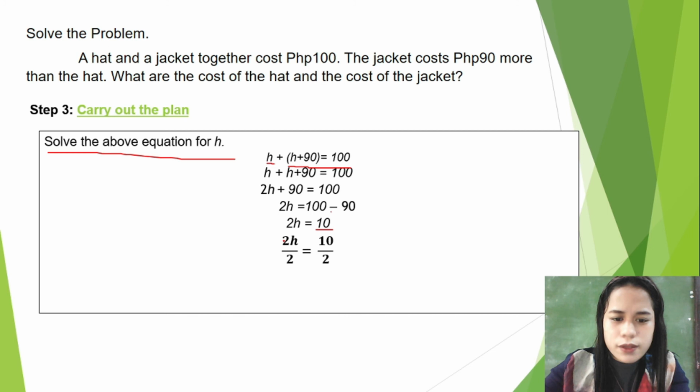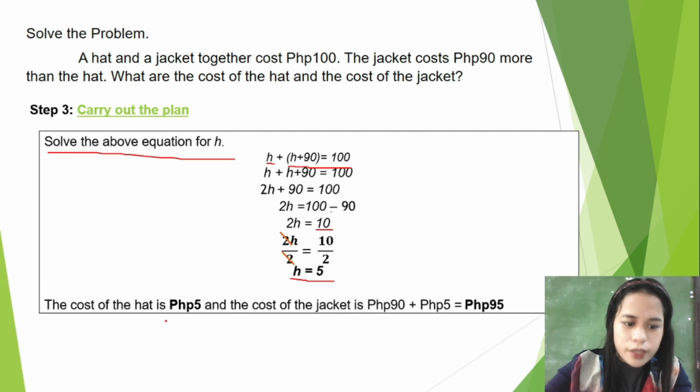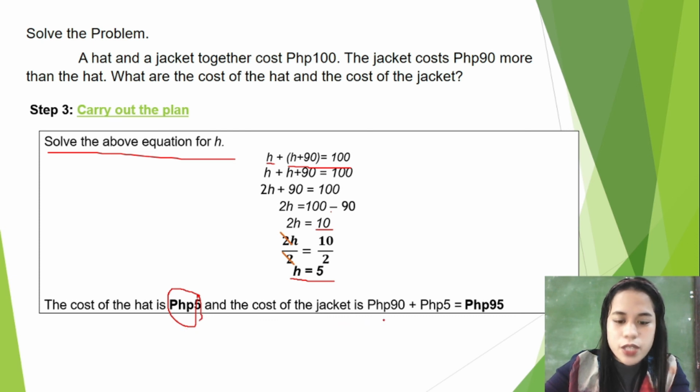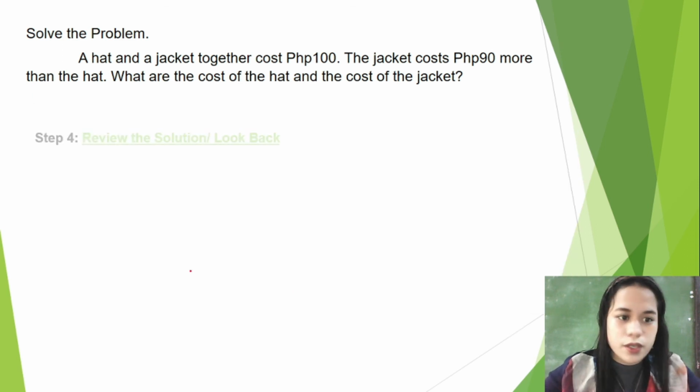Then we divide both sides by 2 para makancel yung 2 dito. Then 2 divided by 2, we just cancel it. Then the remaining here is H. So 10 divided by 2 is equal to 5. Therefore, the cost of the hat is 5 pesos. And the cost of the jacket is 90 plus 5, which is 95 pesos.